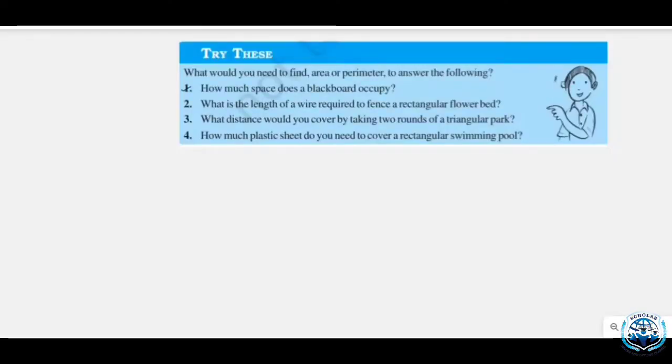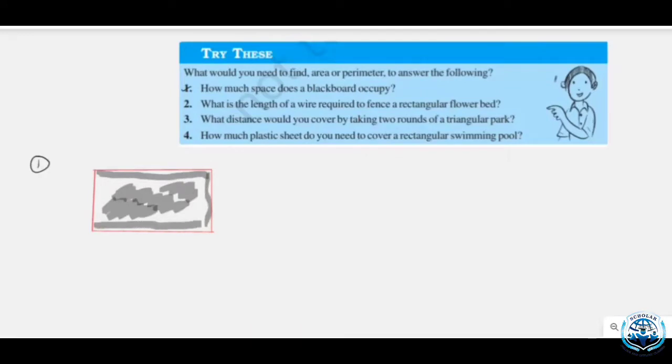What would you need to find, area or perimeter, to answer the following? The first one is, how much space does a blackboard occupy? So, let's draw a blackboard. This is a blackboard. We have to find out how much space does it occupy. So, the space will cover the whole area. That means we have to find out the area to know how much space does a blackboard occupy. Understood?